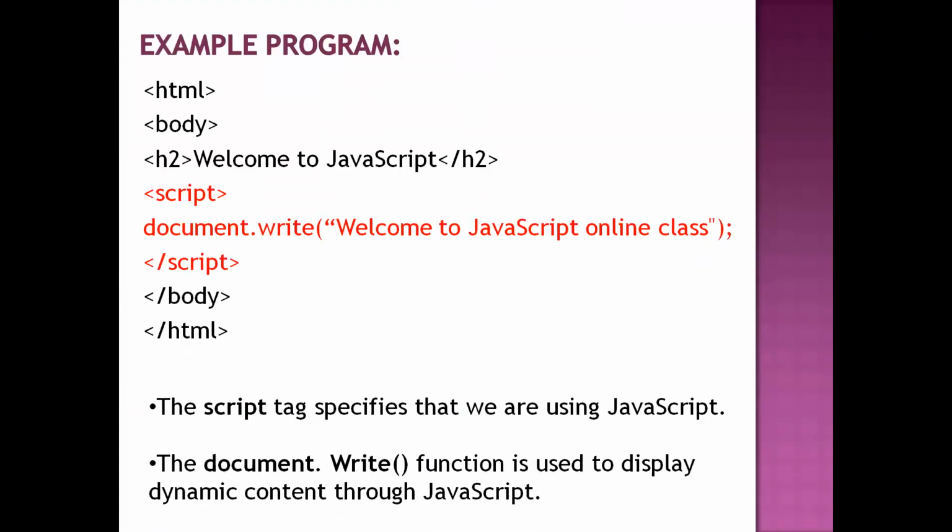Now see, this script tag specifies the JavaScript code. And inside the script tag, we are printing some message using the write method. This write method belongs to the document object. Just now I have shown one program, in which I printed a welcome message. But this program and that program are completely different.